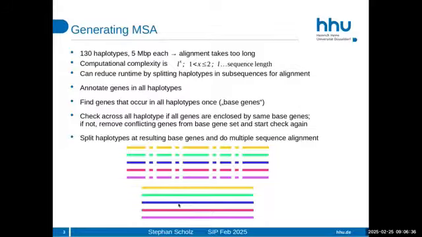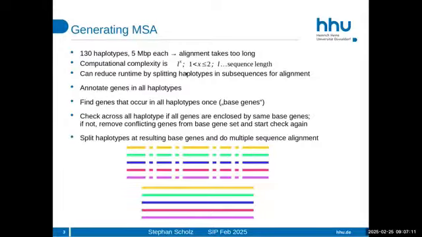How do we generate such a large multiple sequence alignment? Because we will use approximately 130 haplotypes from the Human Genome Structural Variation Consortium, and each of the sequences is approximately 5 megabases long. This alignment would take more than a week. We actually never let it finish. And the computational complexity is polynomial in the length of the sequences. The exponent is smaller than 2, but larger than 1.